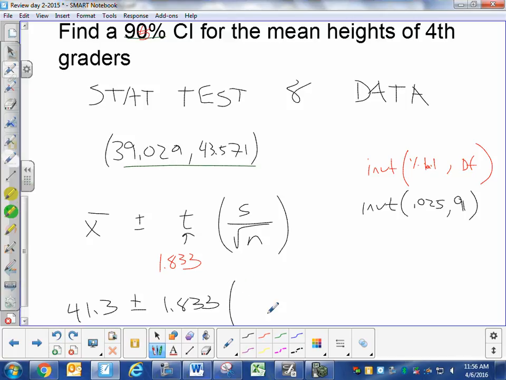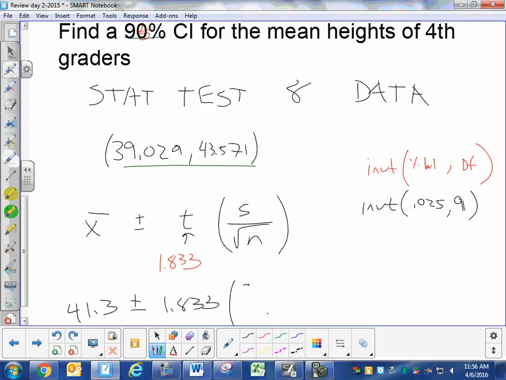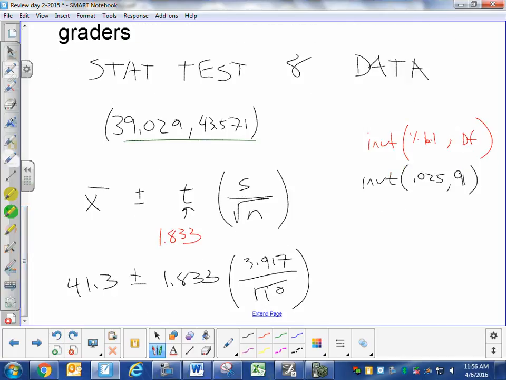Right, but let's just say we didn't use STAT, TESTS, 8. We would do this by hand. We can write that. Now, calculate this using your calculator and confirm that it's equal to this. Go.